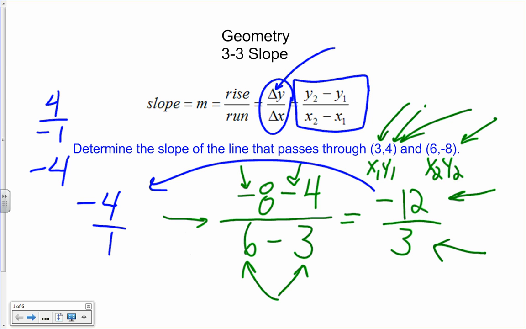Okay. Is it okay to do this? Is that equivalent? No, that is not the same, is it? Because negative divided by negative is positive. So is that the same slope as what we had before? That's a big old no.